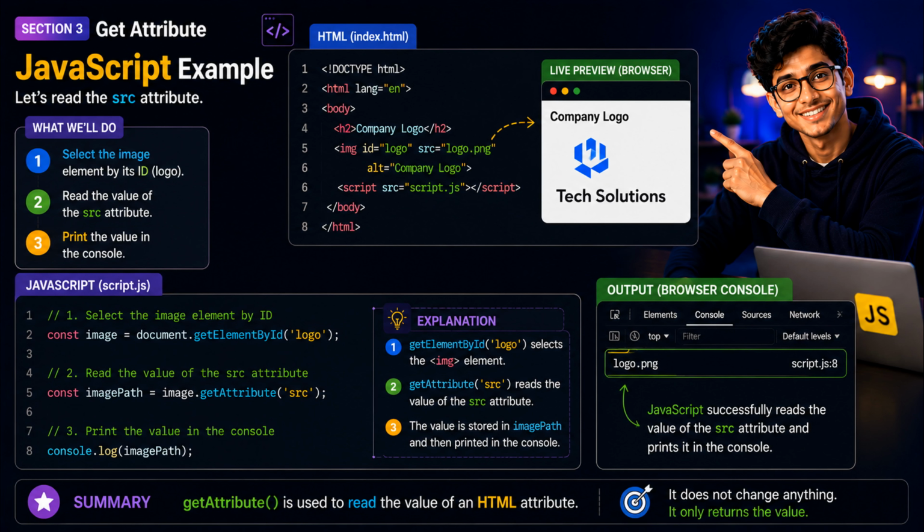JavaScript example. Let's read the src attribute. let image = document.getElementById("logo"); let imagePath = image.getAttribute("src"); console.log(imagePath); Output: logo.png. JavaScript successfully reads the value of the src attribute and prints it in the console.